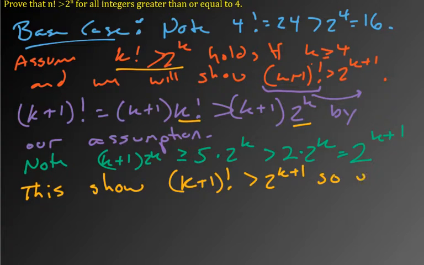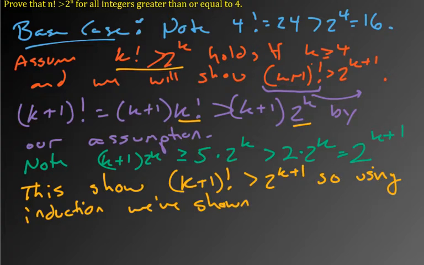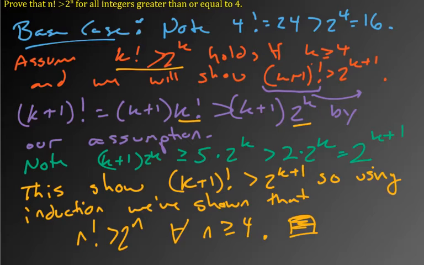So using induction, we've shown that n factorial is greater than 2 to the n for all n, whoops, I was about to write naturals, for all n greater than or equal to 4. And that's it. So kind of a different problem, but similar kind of structure.